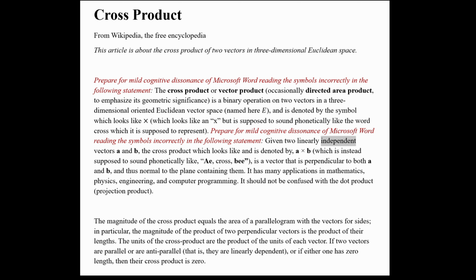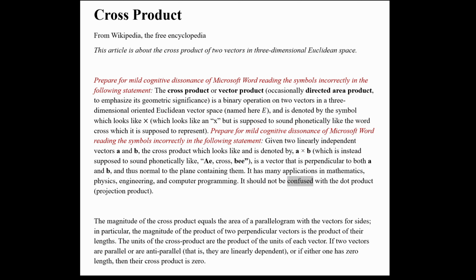Given two linearly independent vectors A and B, the cross product, denoted by A times B, which is instead supposed to sound phonetically like A cross B, is a vector that is perpendicular to both A and B, and thus normal to the plane containing them. It has many applications in mathematics, physics, engineering, and computer programming.